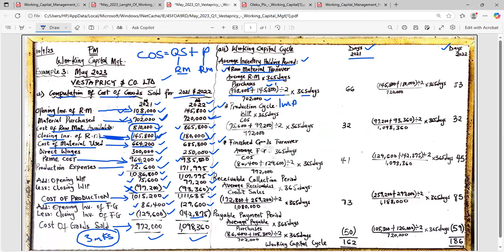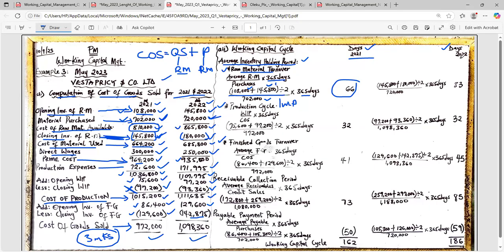Can somebody do 108,000 plus 145,800? The answer that you get, divide by 2. The answer that you get, divide by 702,000. The answer that you get, multiply by 365 days, you get 66. Can somebody do that for me? 66 days.